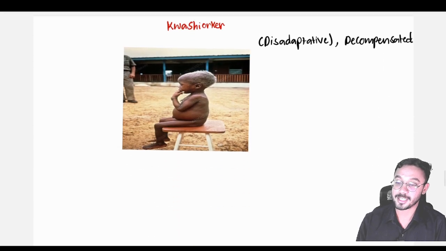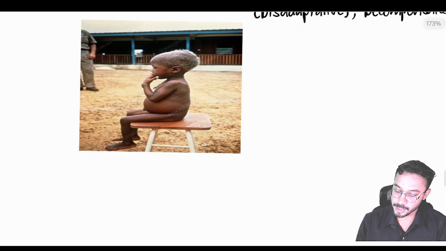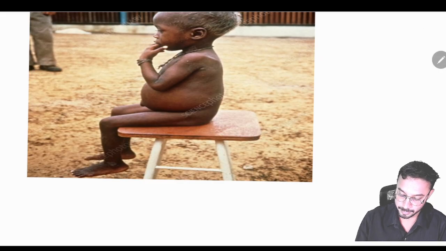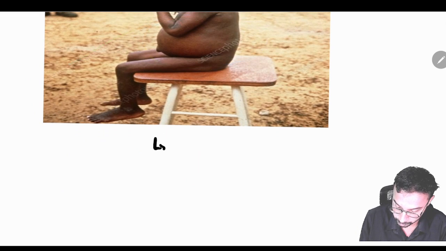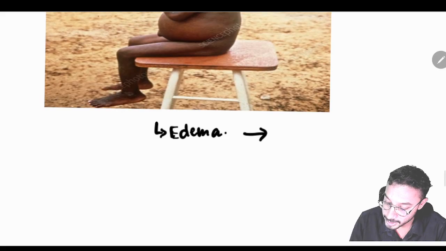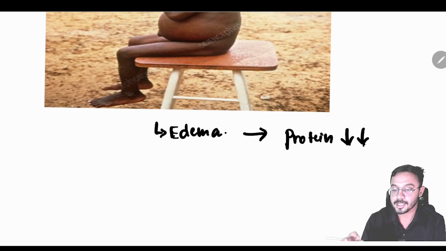And types of malnutrition: kwashiorkor and marasmus. Kwashiorkor is also known as disadaptive or decompensated. So what are you finding in this child? Look at this, there is an edema in this child. Remember in kwashiorkor, which I am discussing now, proteins are predominantly very less. Deficiency of protein in a baby leads to kwashiorkor, that too with edema.